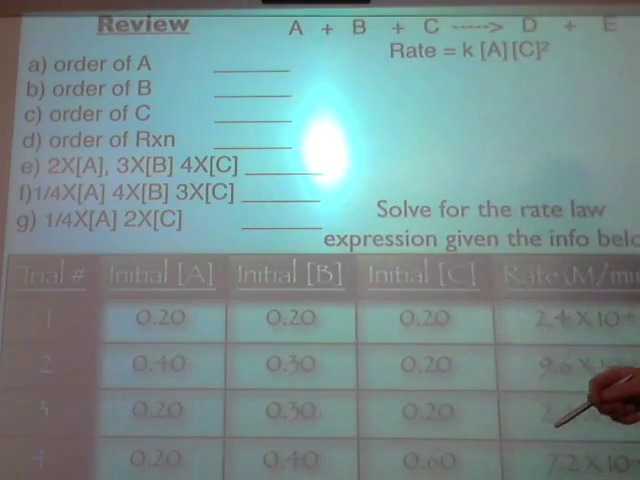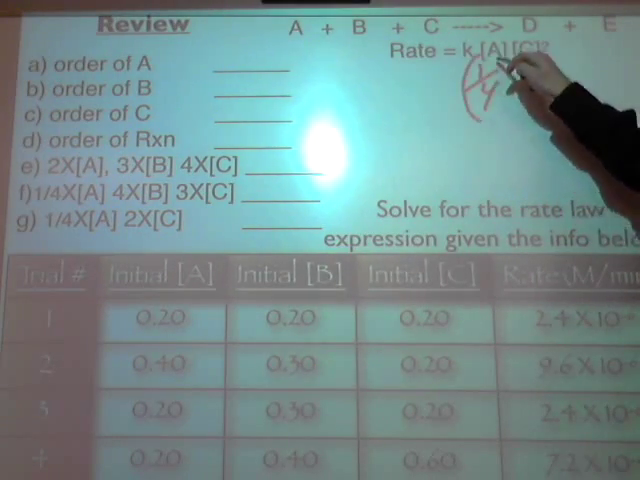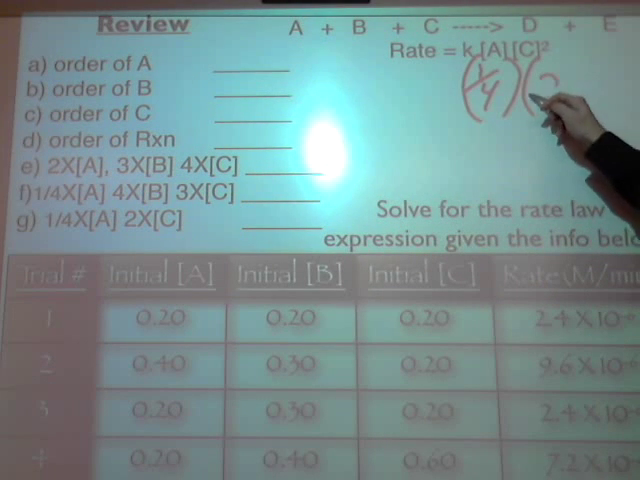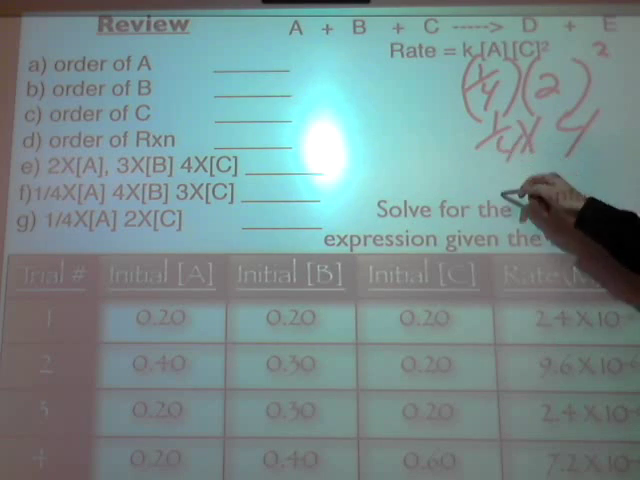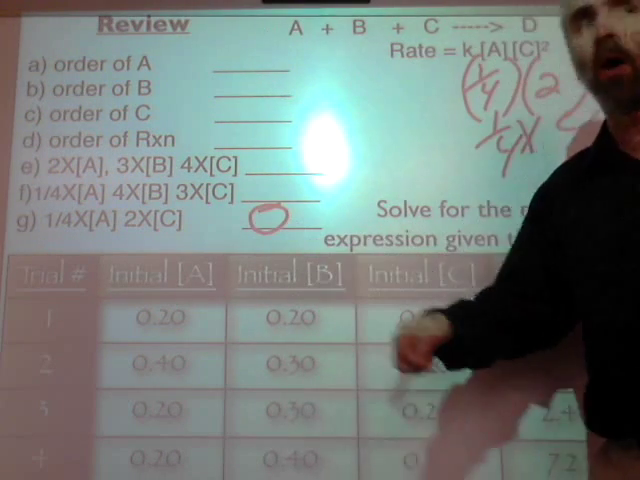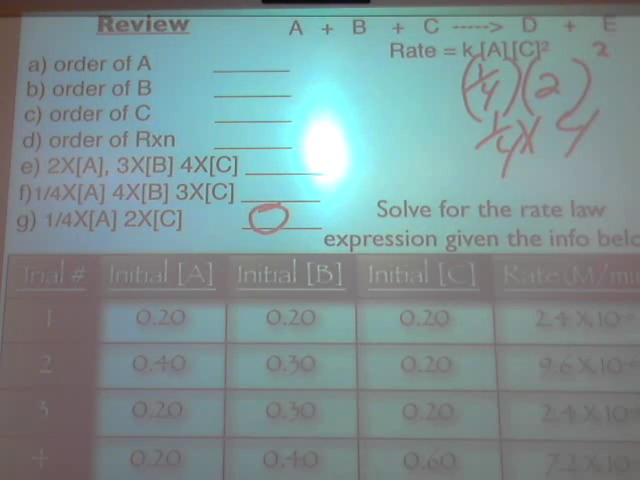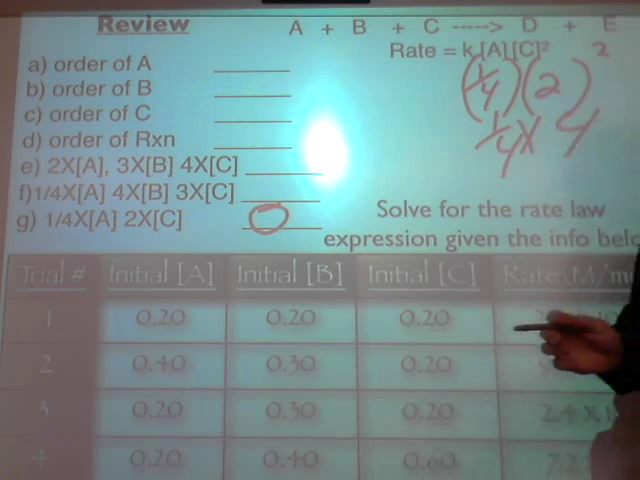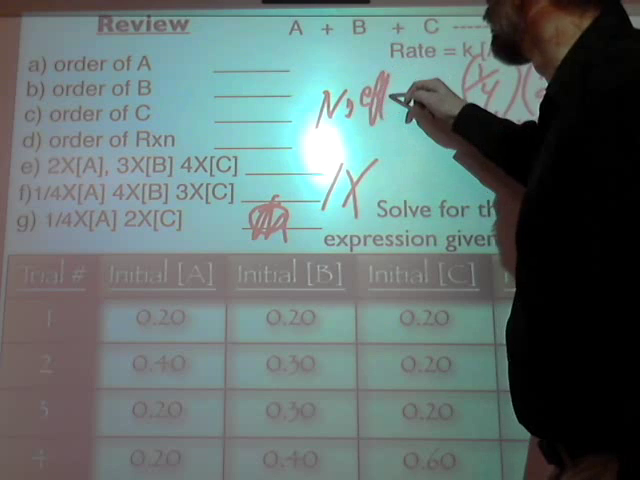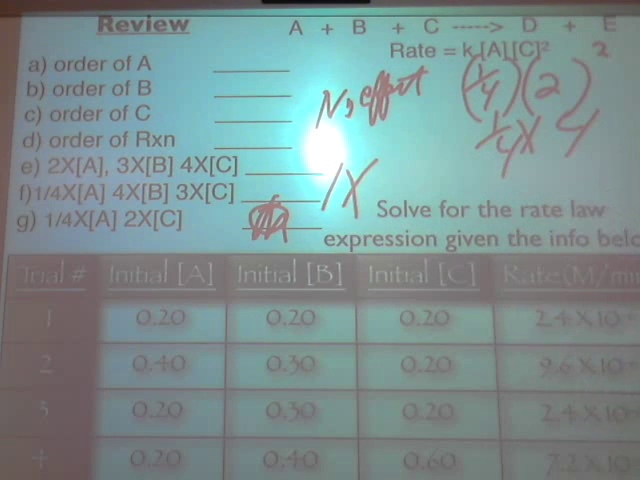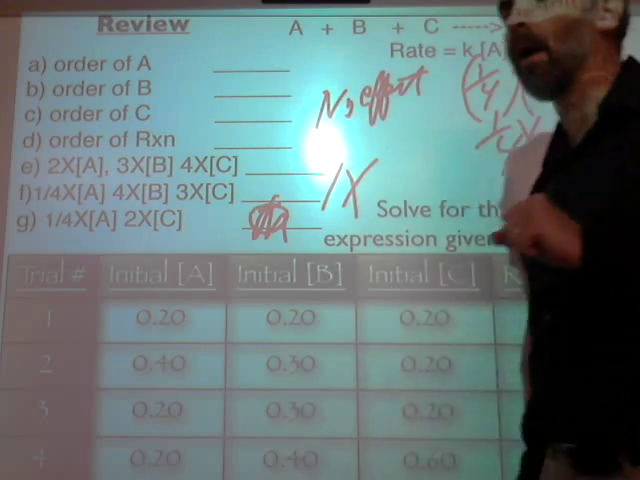Now, the last one I purposely threw in here, 1/4 of A, doubling C squared means I've got 4 times 1/4. I do not get 0 from that. You put 0 down, you're getting no points, no partial credit. You get 1x or no effect. Either or. You cannot write 0. 0 means the reaction stopped. Got it? All right, good.